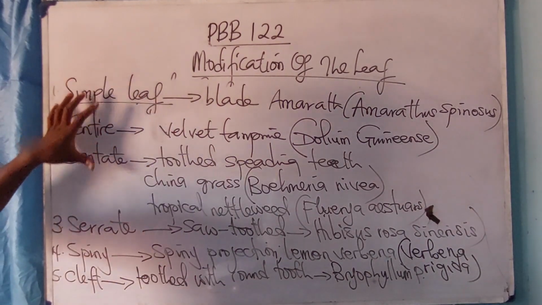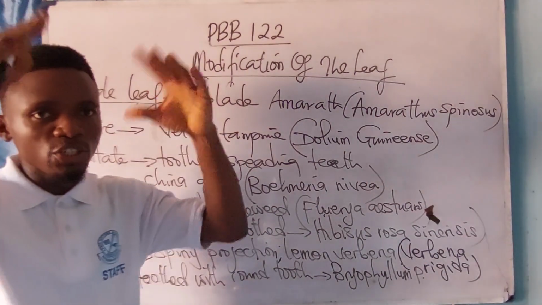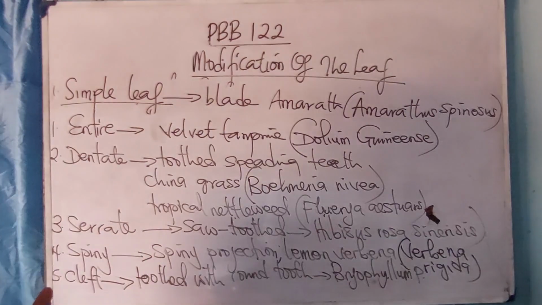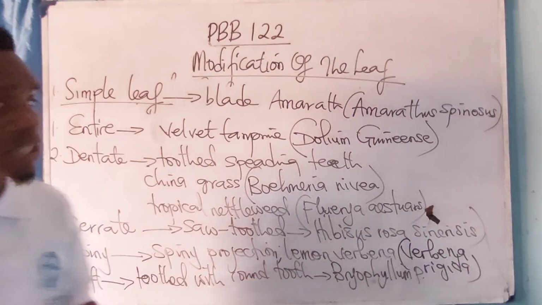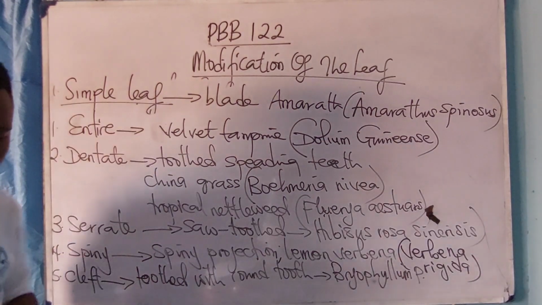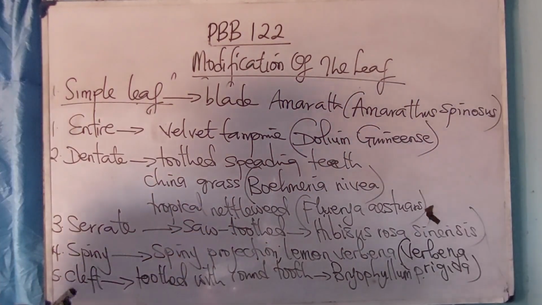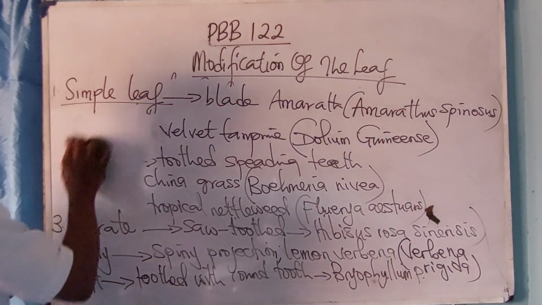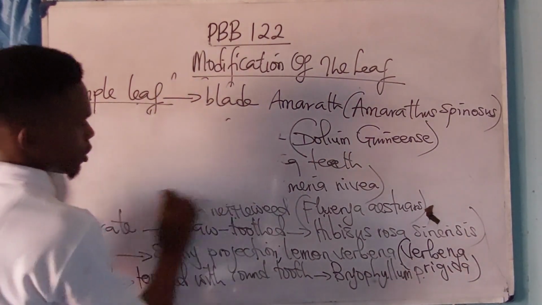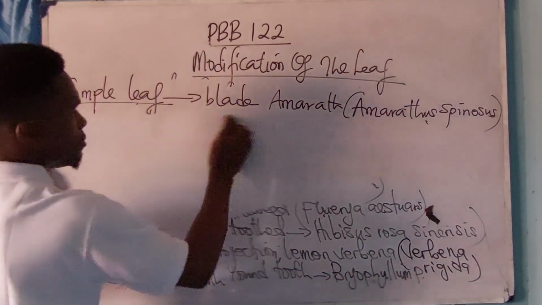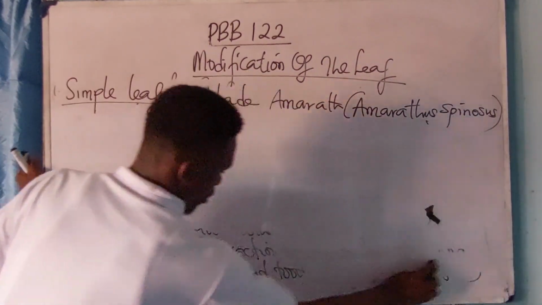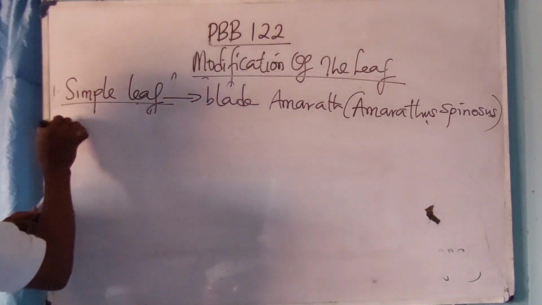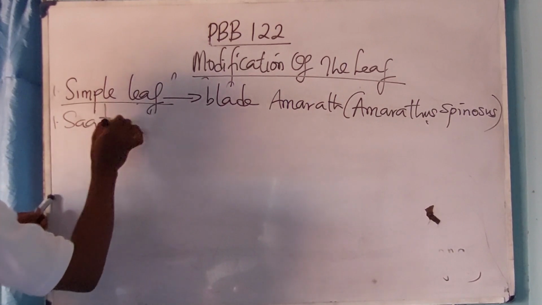Now these leaves are based on what? The margin of the leaf. How does the margin look like? Is it rough? Is it smooth? Is it toothed or not toothed? That is for that. Then we now have simple leaf based on the shape of what? Shape of simple leaf.